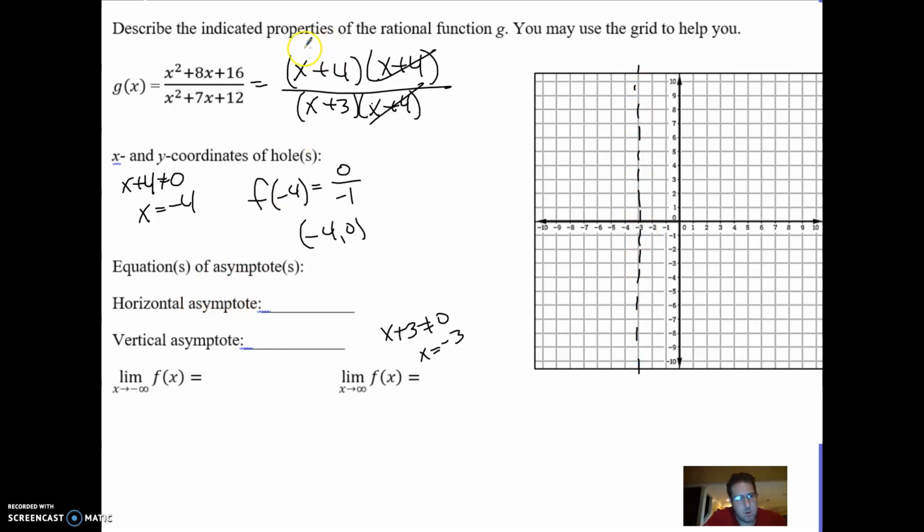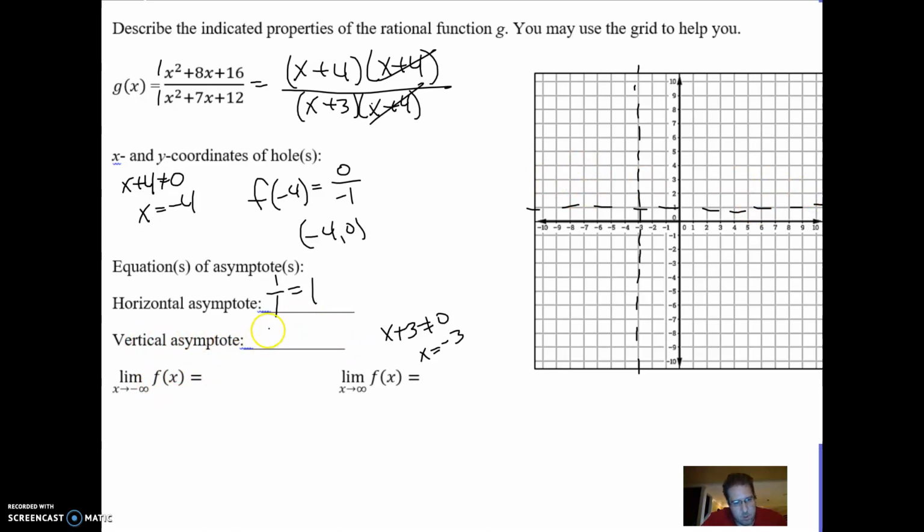Now horizontal asymptote, remember we're dealing with things that have the same degree. So all you have to do is divide the coefficients of the biggest degree, which is 1. So we know y equals 1 is going to be the horizontal asymptote.